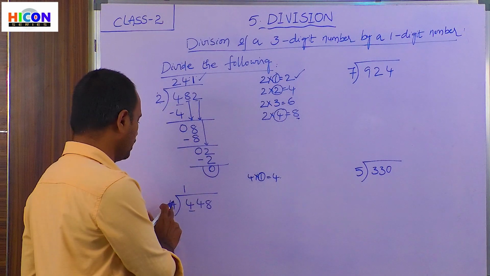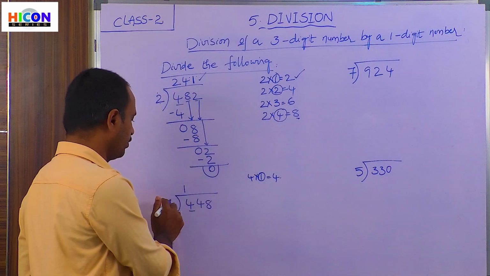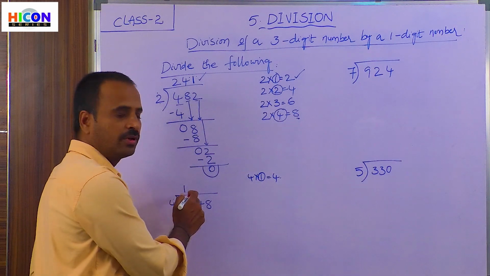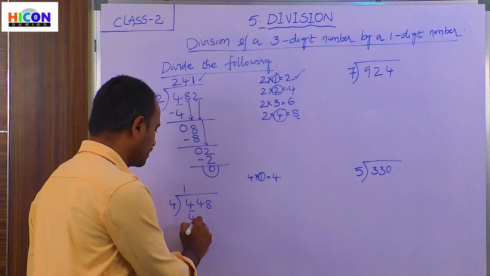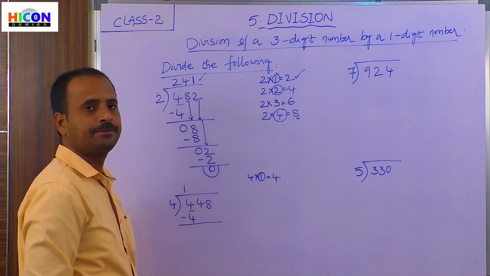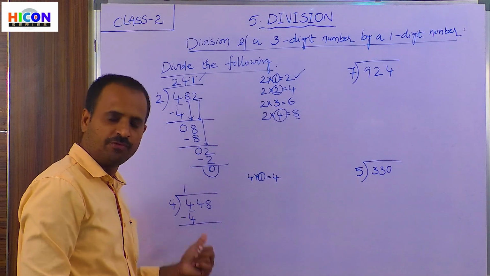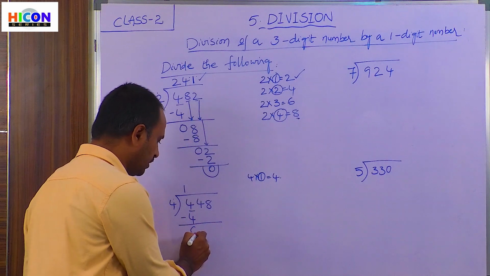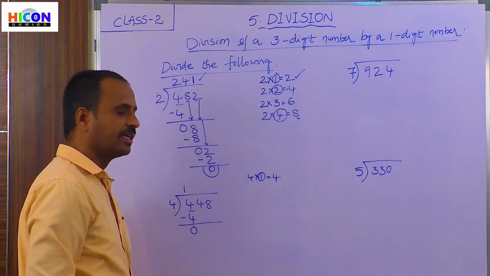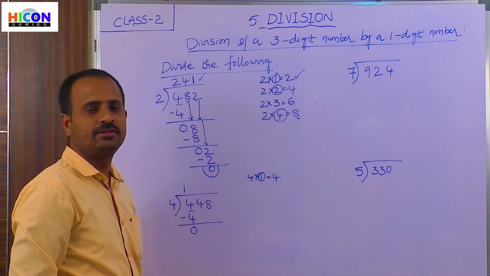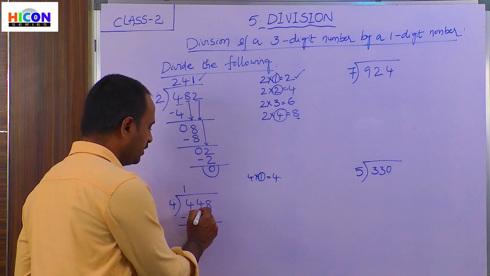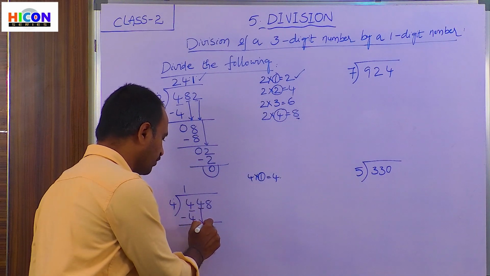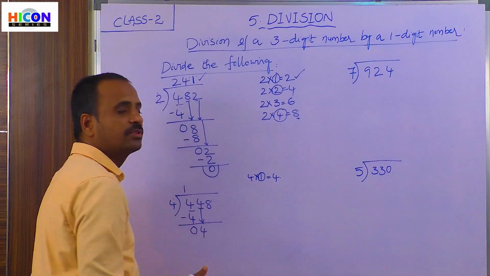Now multiply these two numbers, 4 and 1, that is 4 into 1. 4 ones are 4. So write the 4 below the first digit and subtract. If you subtract 4 from 4, it is 4 minus 4, 0. So write 0 below the first digit. The first digit is completed. Now bring down the second digit. What is the second digit in the dividend? Here also the second digit is 4. So bring down the second digit 4.